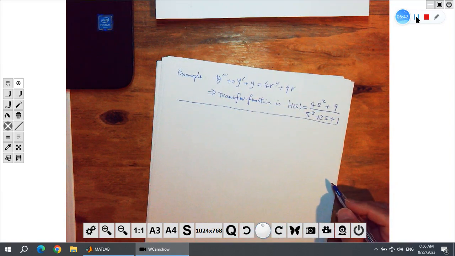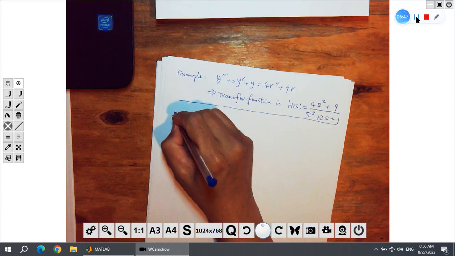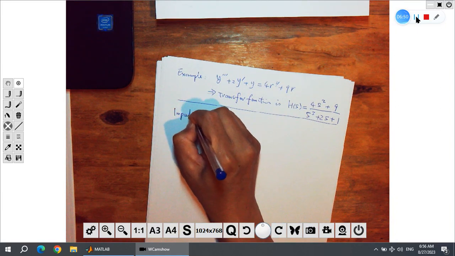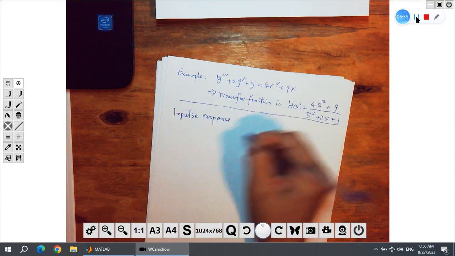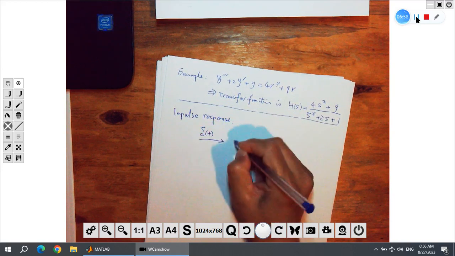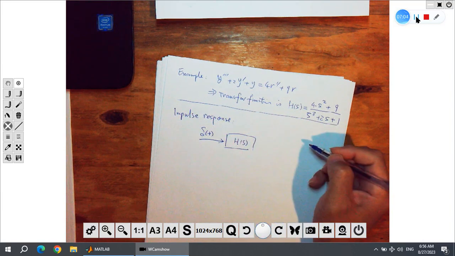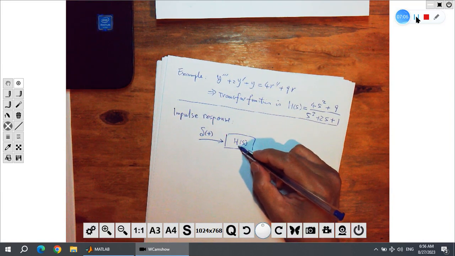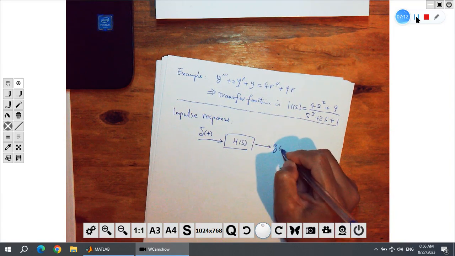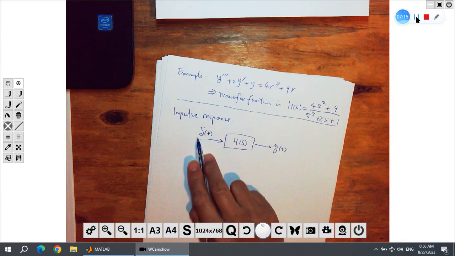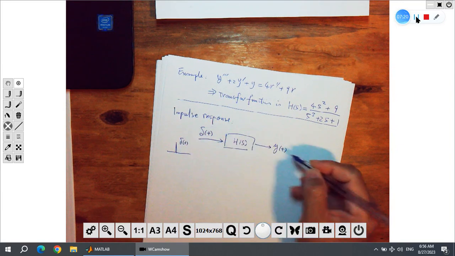Okay, then we can consider some special cases. One, the impulse response. Delta of t is the input. We go to the system. Now we can use H of s to represent the system, because once you determine H of s, you can always find the output, no matter what the input is. Now the output y of t, with delta of t as input, what is the output?